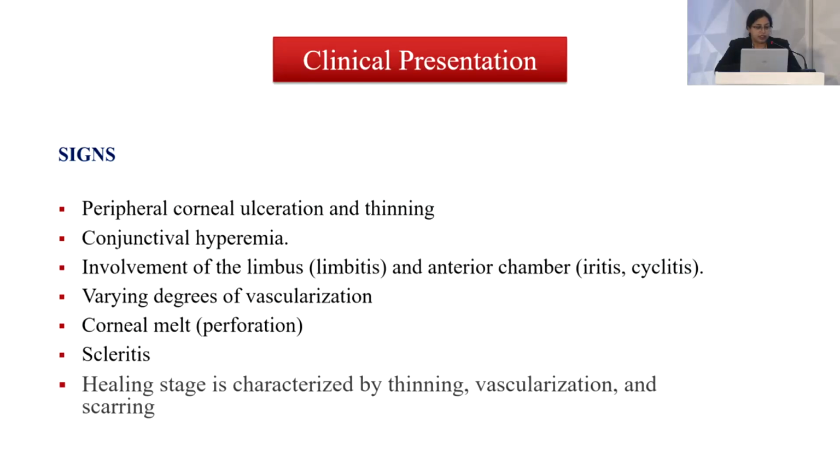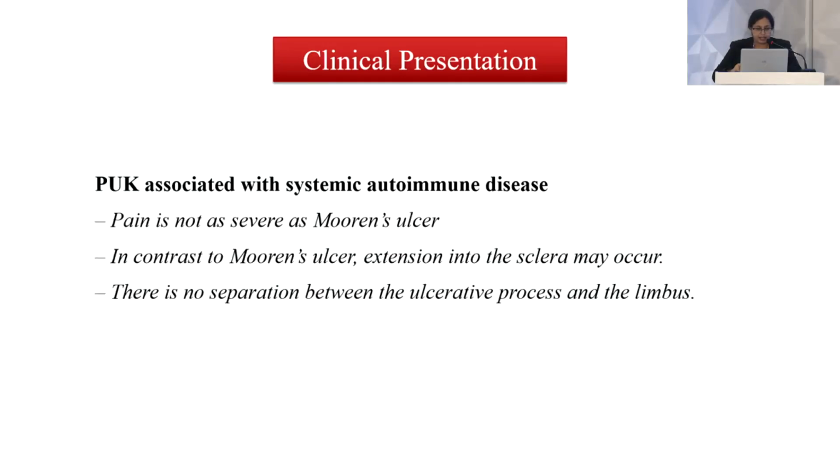Signs: peripheral corneal ulceration and thinning, conjunctival hyperemia, involvement of the limbus in the form of limbitis, and anterior chamber involvement such as iritis and cyclitis may be there, with varying degrees of vascularization. Perforation may be noted, and scleritis. The healing stage is characterized by thinning, vascularization and scarring. Now, for PUK associated with systemic autoimmune disease, when you are examining, the pain will not be as severe as Mooren's ulcer, as we saw earlier in the history also.